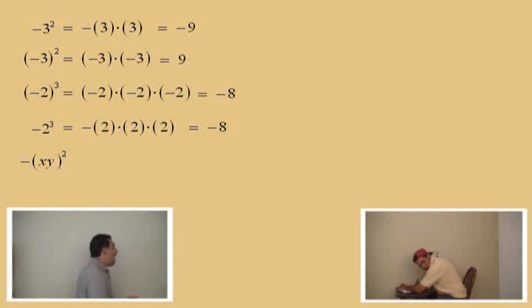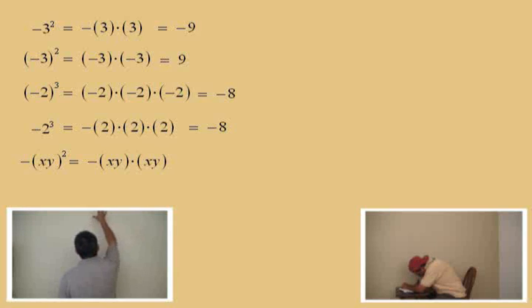Too good. And now, what's the base, Charlie? XY. XY, that's very good. And the negative is out there, so there we have it. Negative XY times XY. Okay, that takes care of your exponent.